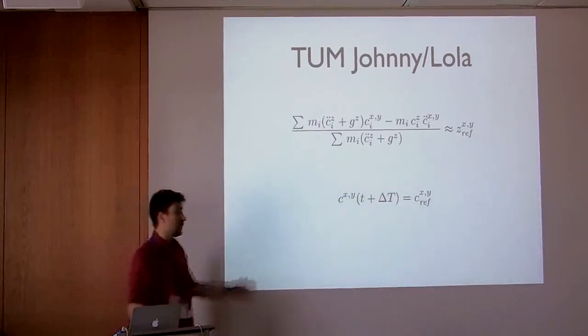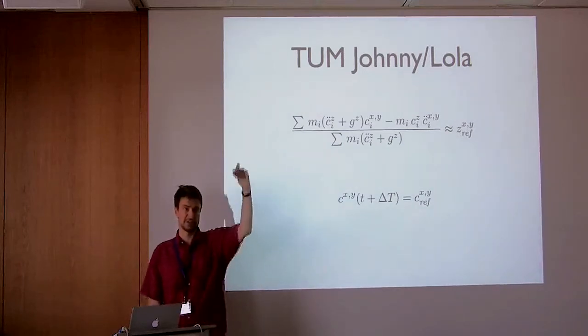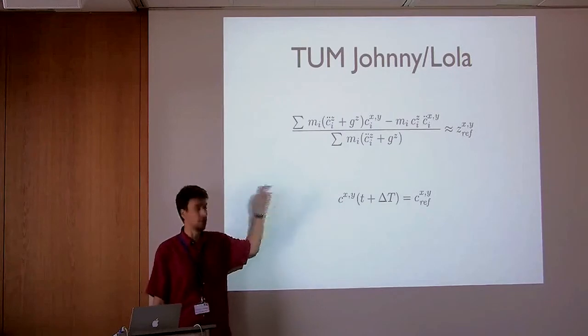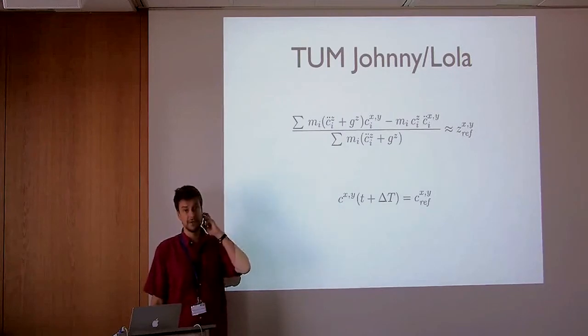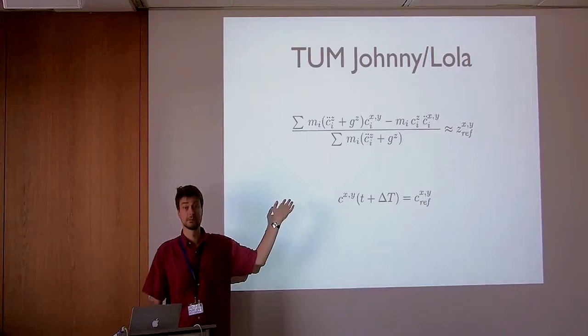Here it looks like a capturability constraint. You just impose that the center of mass is fixed there. But you see that there's no constraint on the speed. So in fact, capturability is not really constrained.